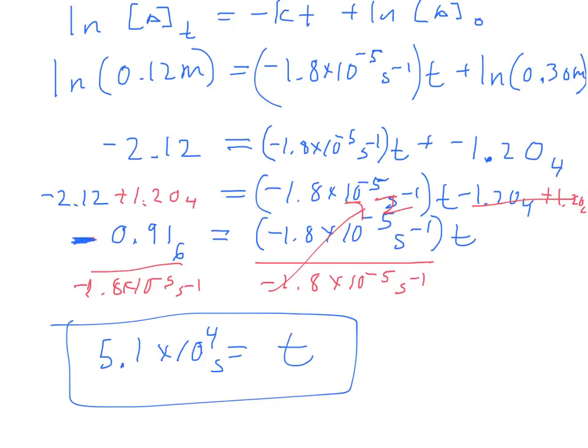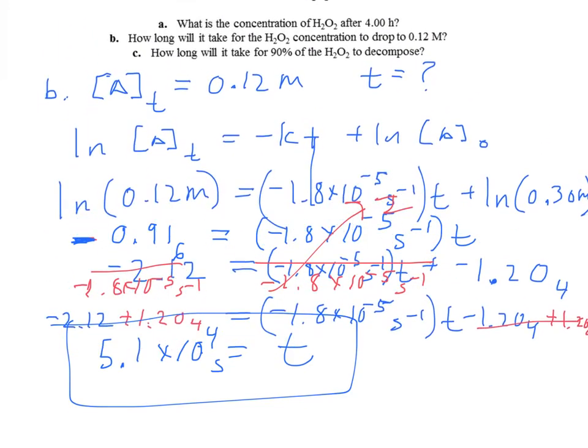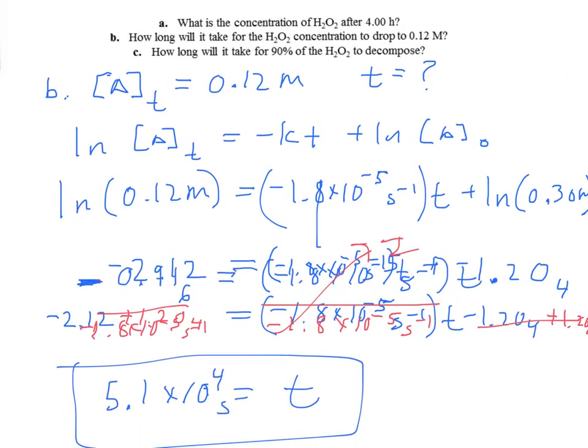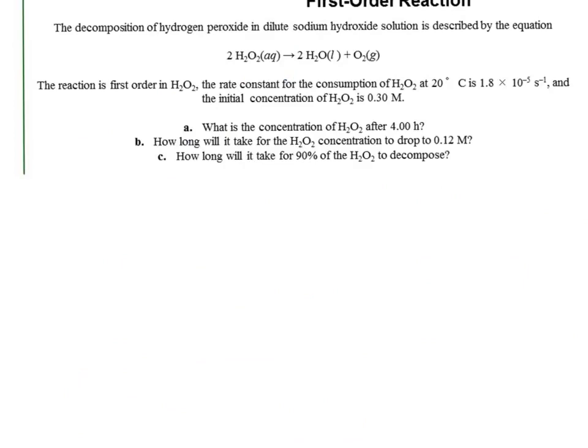Let's keep moving and look at another example here. All right, let's look at C. C asks, how long will it take for 90% of the hydrogen peroxide to decompose? For the purposes of this example, let's pretend that they didn't give you this piece of information. Now let's try solving it without using that piece of information. They want to know how long it'll take for 90% of the hydrogen peroxide to decompose.